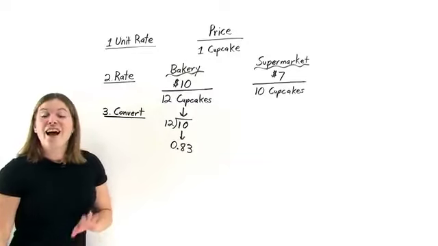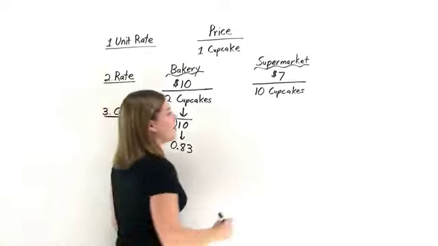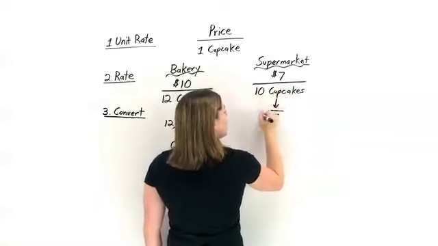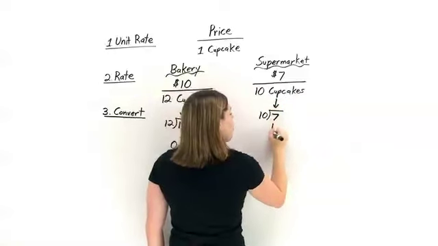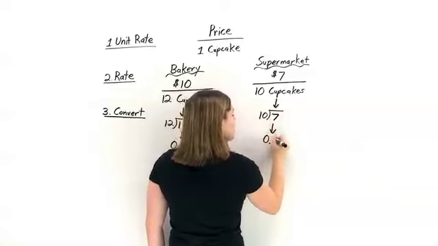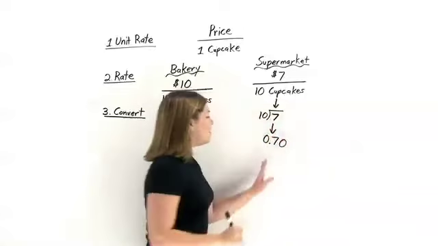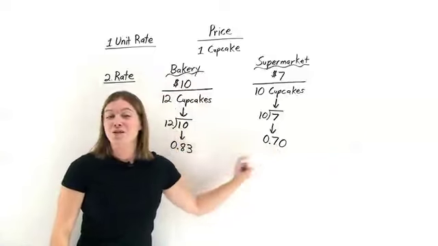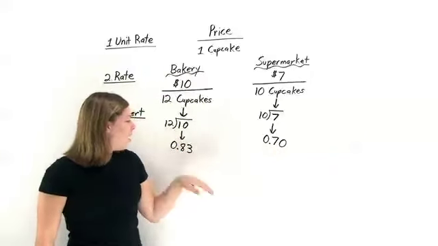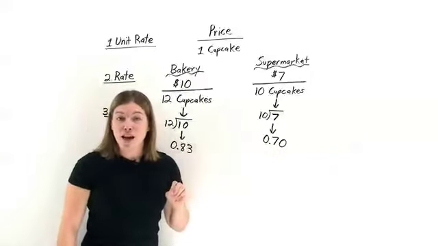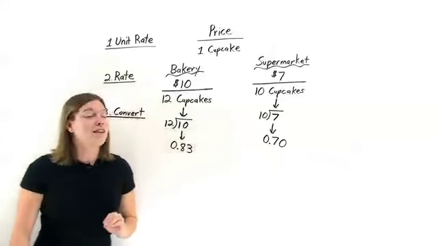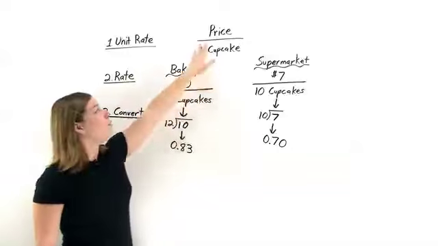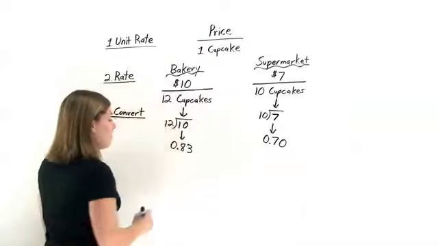Great. Now do the same thing for the supermarket. Again, we take numerator divided by denominator, 7 divided by 10. When we do, we get 0.7, which we can write as 0.70, putting a trailing 0 on the end to get 2 decimal places. Now what do each of these decimals mean? Well, since we took the numerator divided by the denominator, we just found the numerator of the unit rate.